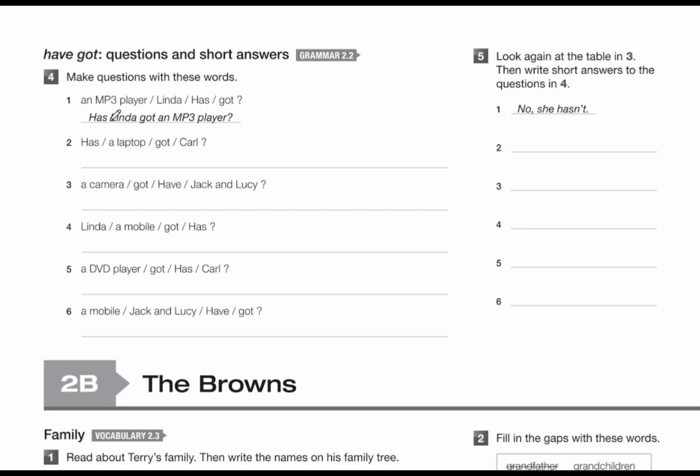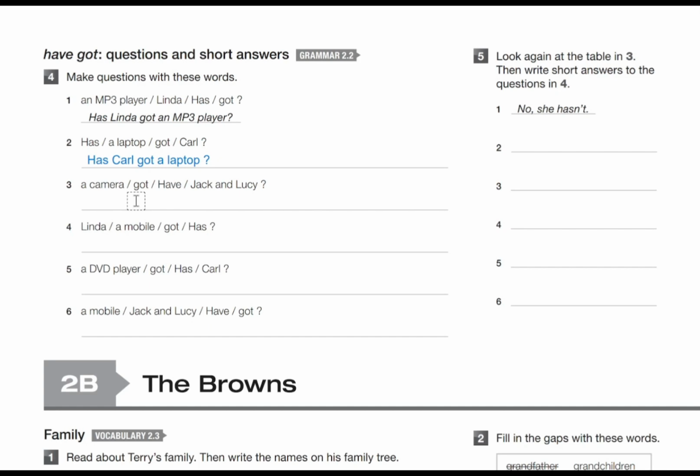So, has Linda got an MP3 player? The first one is done. That's great. Number two, as you can see, has a laptop got Carl. Because it's about have got, the rule is we're going to start with has, and then we put the subject, which is Carl, and then got, and then a laptop. So we will write it down. Has Carl got a laptop?